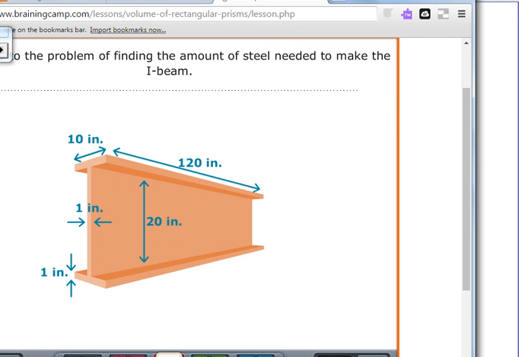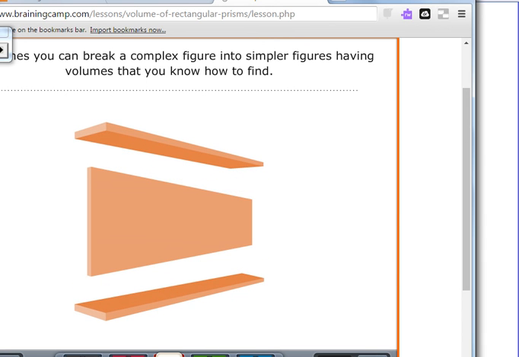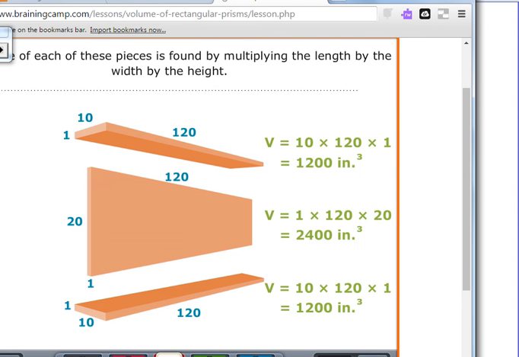Now back to the problem of finding the amount of steel needed to make the I-beam. Sometimes you can break a complex figure into simpler figures having volumes that you know how to find. The volume of each of these pieces is found by multiplying the length by the width by the height.